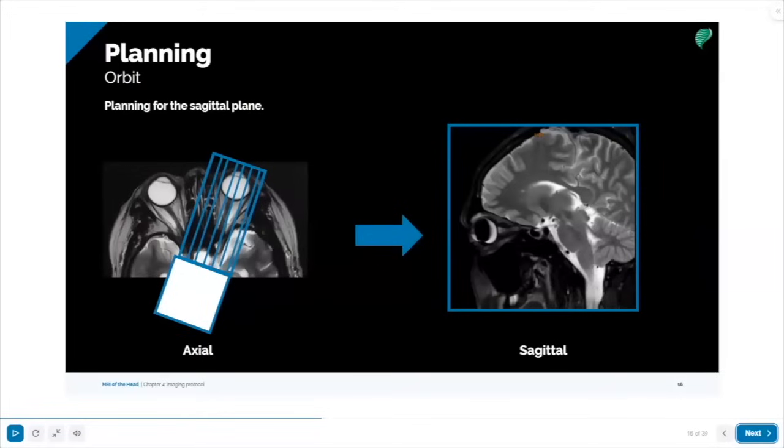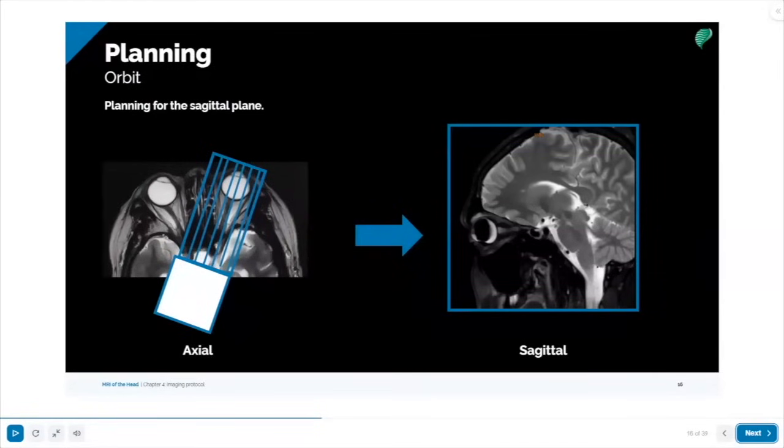All right, the sagittal plane offers a unique perspective of the anatomical structures of the orbit, including the eye, the optic nerve, extraocular muscles, and the adjacent sinuses. This plane is best for assessing the relationship and depth of the structures. The sagittal plane should be angled, and I showed you a few slides ago what is meant by this.